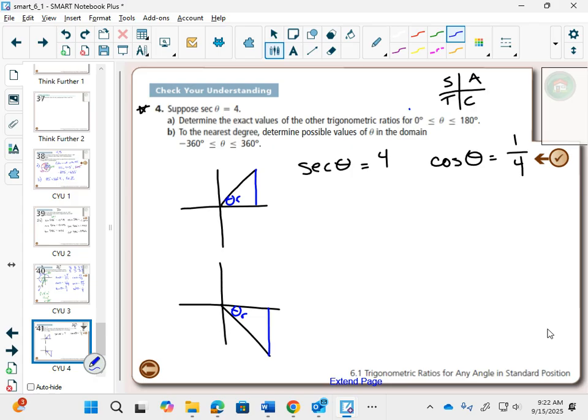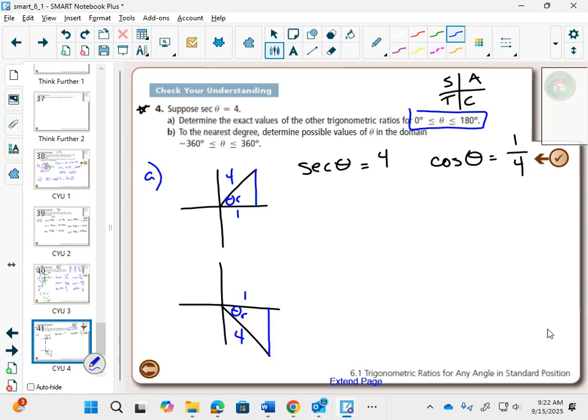Now in part A, they say from 0 to 180. In part B, they go beyond. So I'm going to draw both of them right now, but for part A, I'm just going to use this top one. What do I know about this triangle? If cos of theta is 1 over 4, and cos of theta is my adjacent side divided by my hypotenuse, I can label this side as 1 and my hypotenuse is 4. Same thing here, my adjacent side is 1, my hypotenuse is 4.